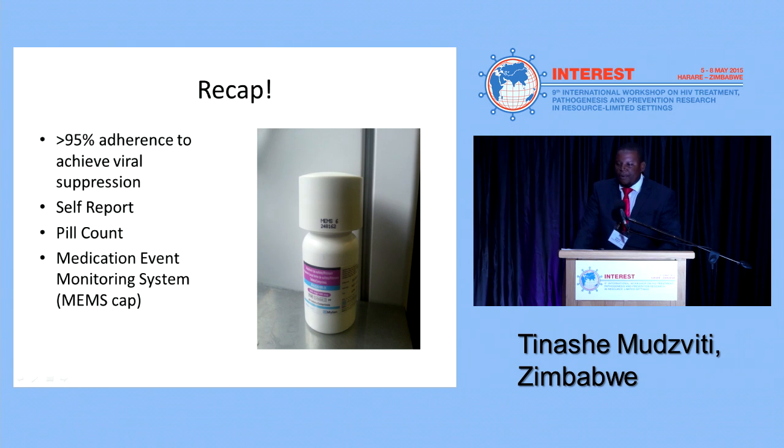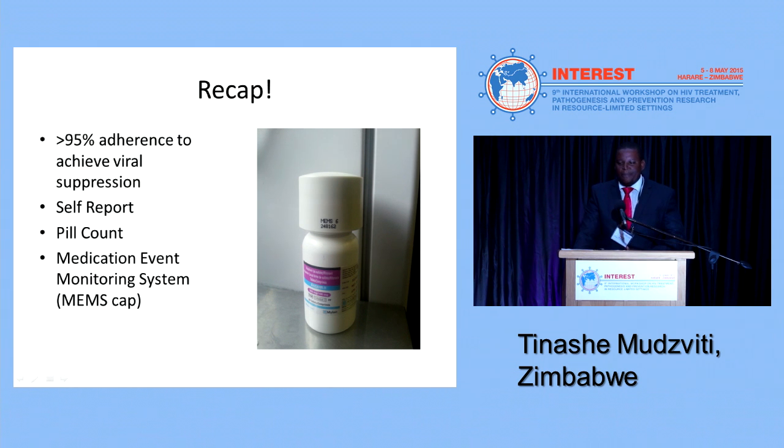So just a recap of issues to do with adherence. There is debate over whether 95% or greater than 95% adherence is optimal. We've had discussions whereby some schools of thought are saying optimal adherence could be achieved at less than 95% adherence. So for us today, we'll work with 95. Allow me to work with greater than 95% adherence to achieve viral suppression.